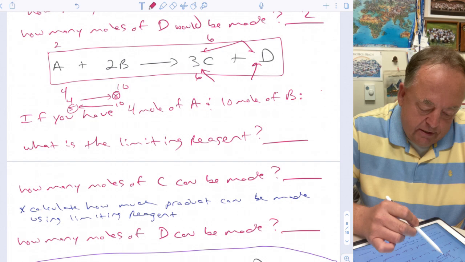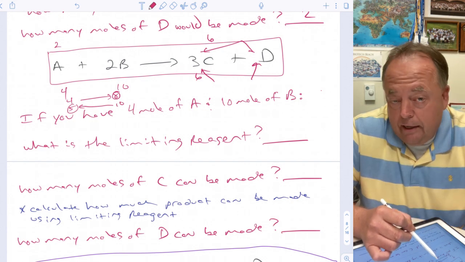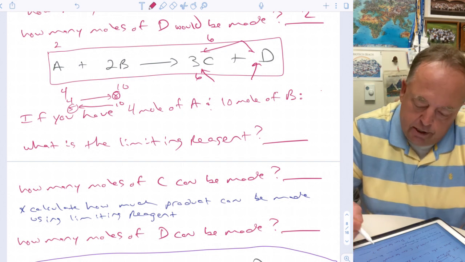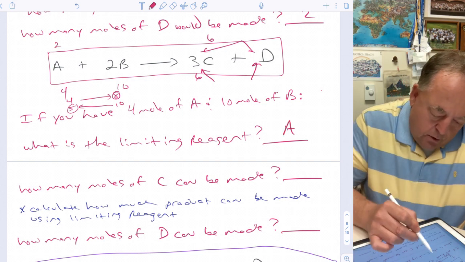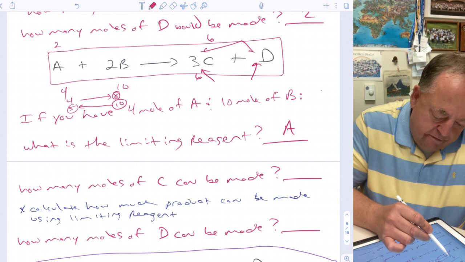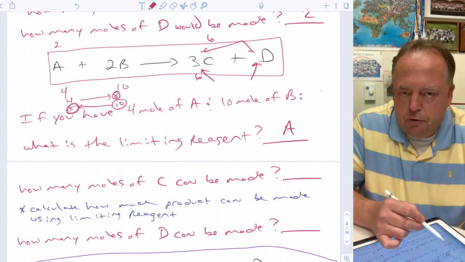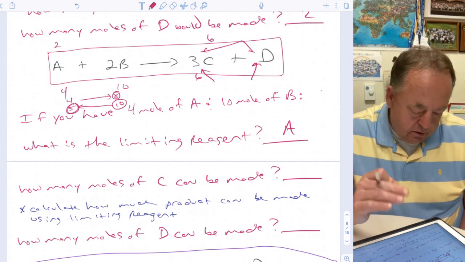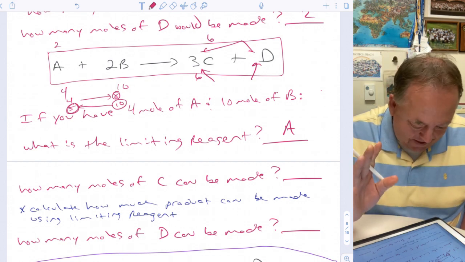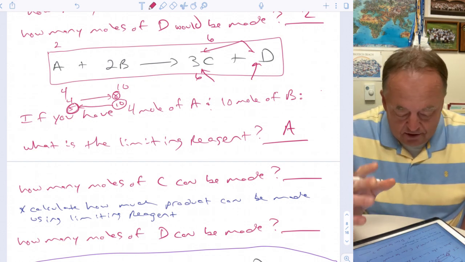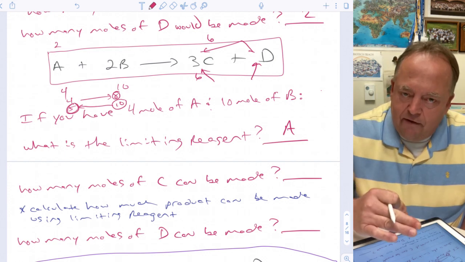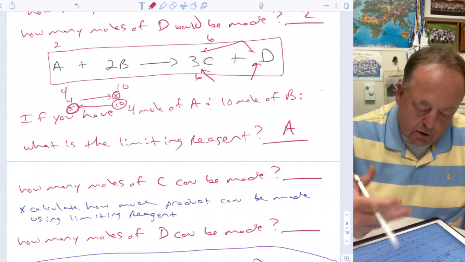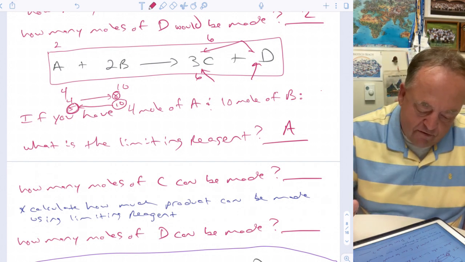So 4 A's need 8 B's. You have more than 8 B's, you have 10 of them, so that means B is in excess, so A would be the limiting reagent. Or if you have 10 of these, you only need 5 A's, but let me get my logic right here. Yes, so if you had 10 B's, then you would need 5 A's, but you don't have 5 A's, you only have 4 A's, so A is limiting, right? So you're going to run out of A before you run out of B.